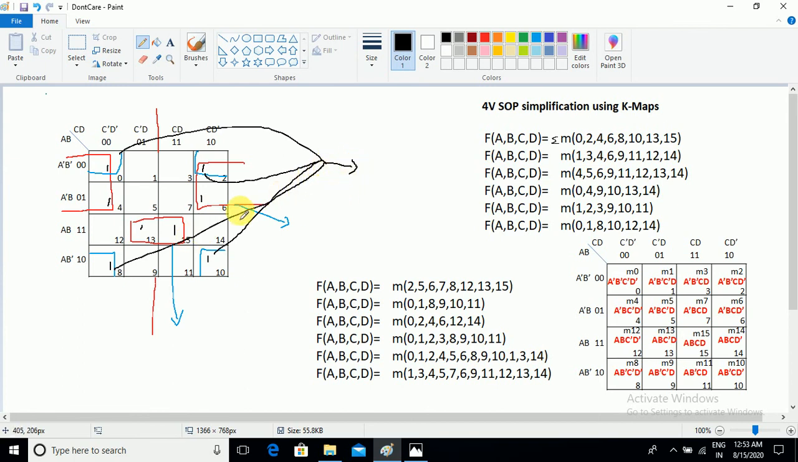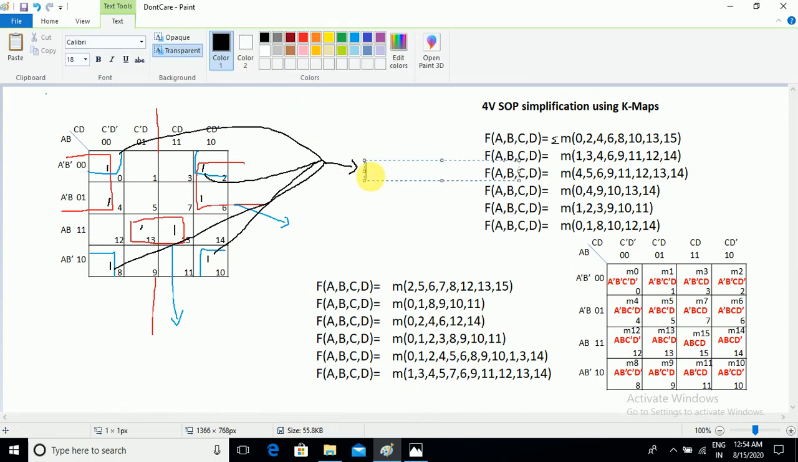What is the answer for the corner cell? Who are common in the corner cells? A is not common, B dash is common, and D dash is common. Okay, the answer will be B dash and D dash. Then what is the answer for this red color 4 cell grouping? A dash is common, and D dash is common. A dash and D dash is common.